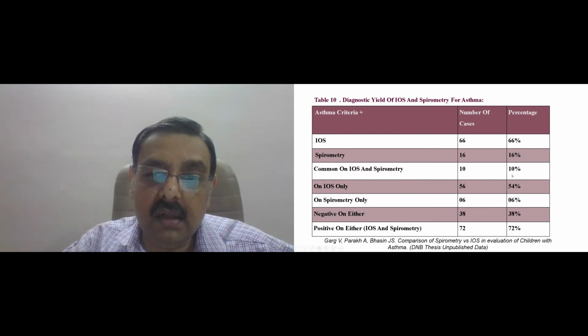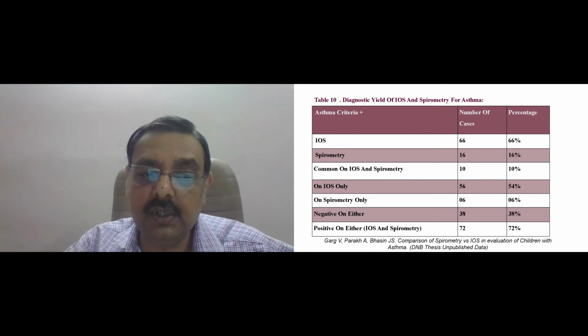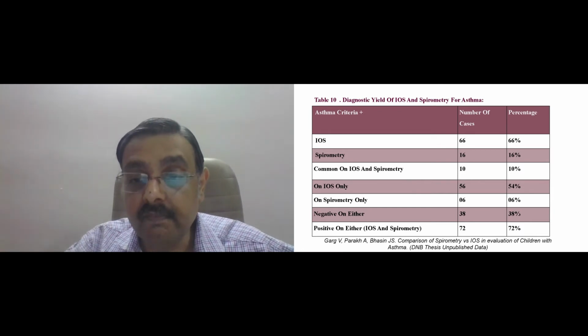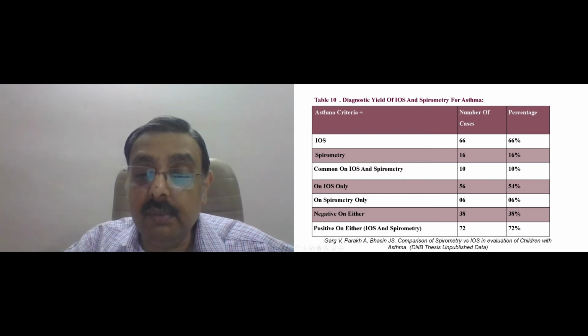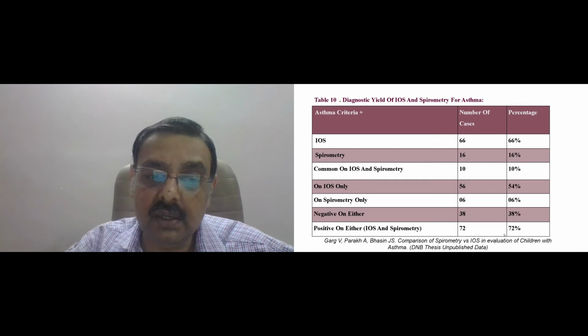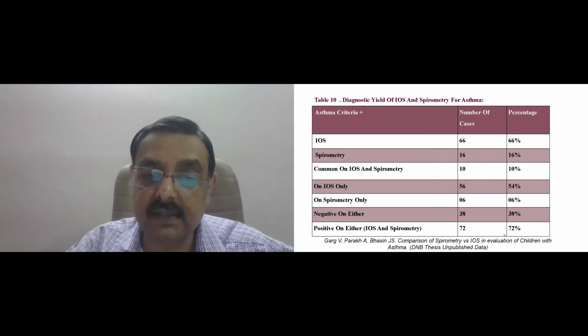There's a group of patients who have obstruction on both. There's a group of patients who have obstruction only on oscillometry. There's a group of patients who have obstruction only on spirometry. And there can be a group of patients who show a normal lung function. But if you combine these modalities, you can pick up approximately 72% of patients. And that actually led us to the realization that oscillometry and spirometry measure different things, possibly the larger and the smaller airways.